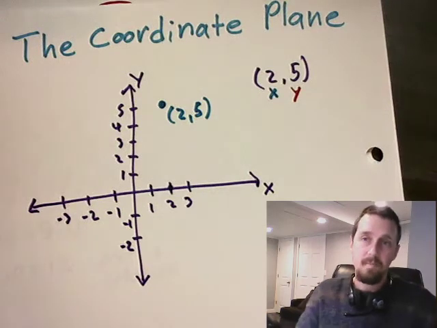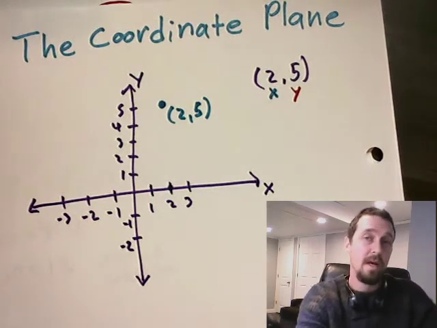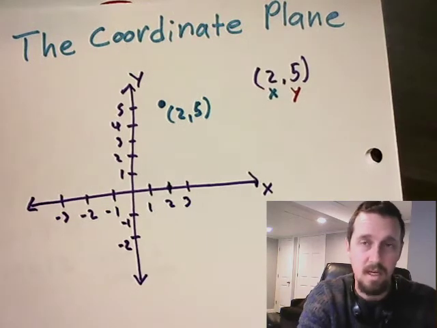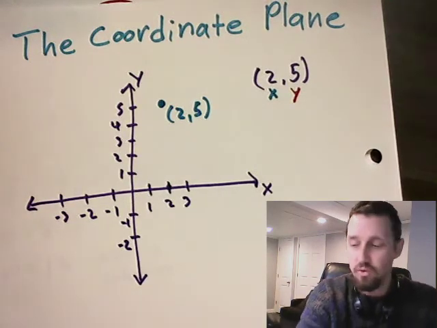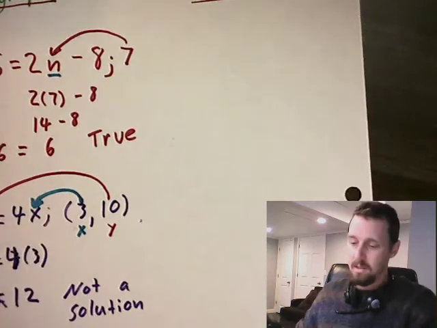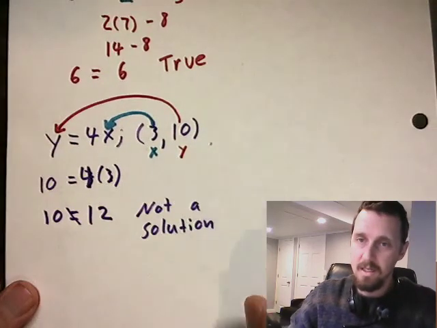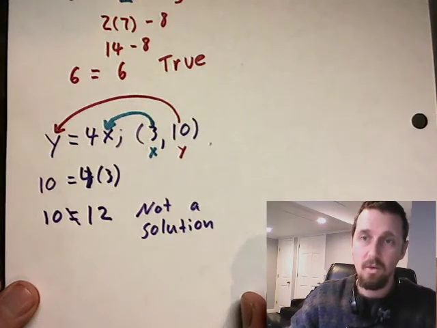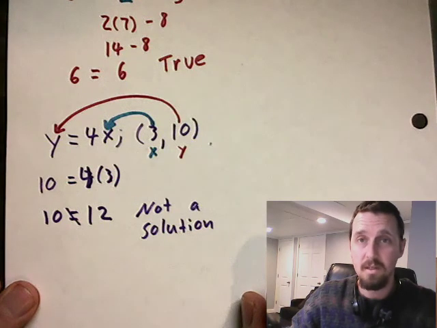Okay, so that coordinate plane thing will come back in a few slides, but for now, try evaluating some equations with two variables to see whether they are true for a given ordered pair.